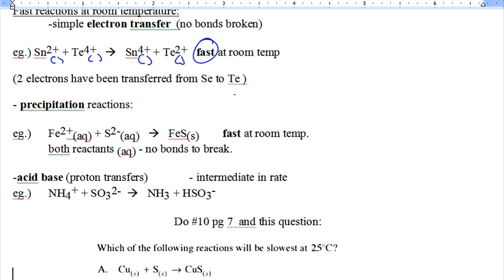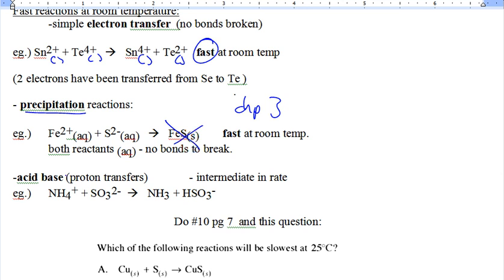In this next reaction, again, it looks fancy. It's called a precipitation reaction. You're going to see these in chapter 3 a little bit more. You see two aqueous ions. It's going to be fast. It doesn't matter if this is a solid, because the solid is a product. Only look at their reactants.